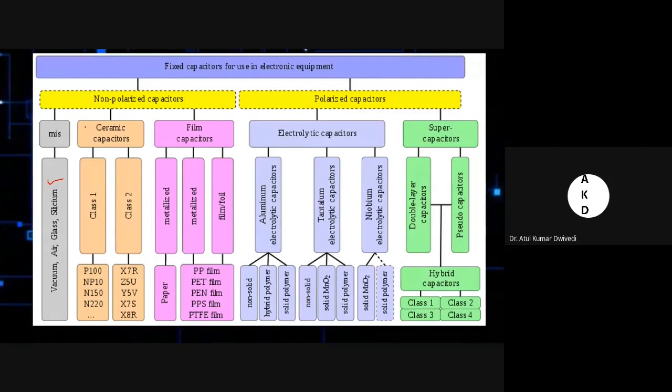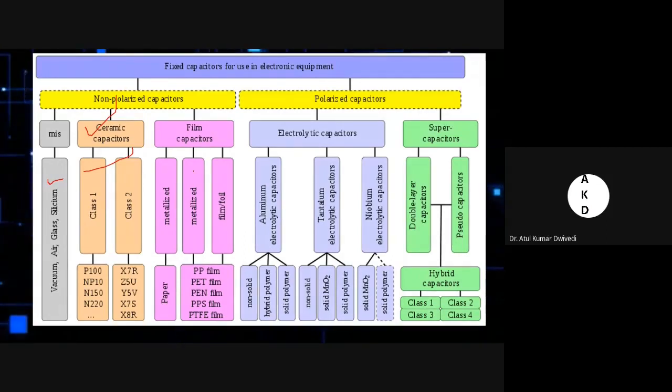The second type of capacitors are ceramic capacitors. Ceramic capacitors are actually available in the labs. In these, ceramic materials means there is some insulator material in between the plates of the capacitor. So these are some round shaped capacitors. I will show you how they look.